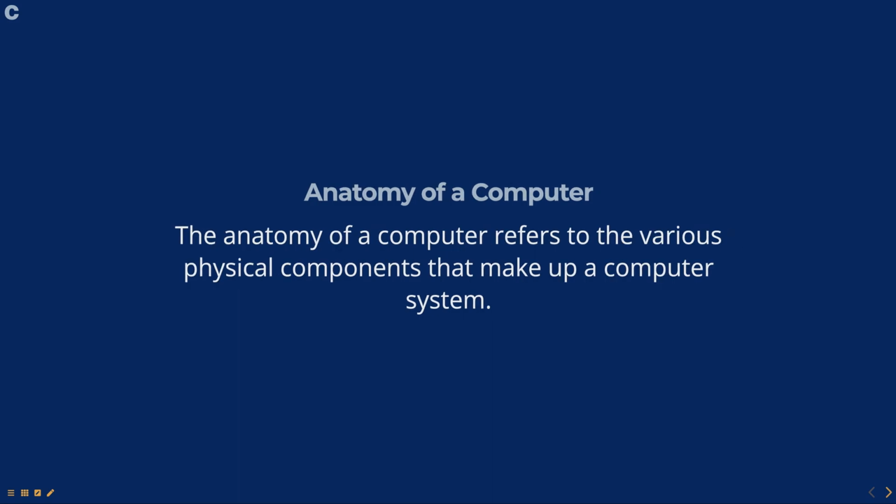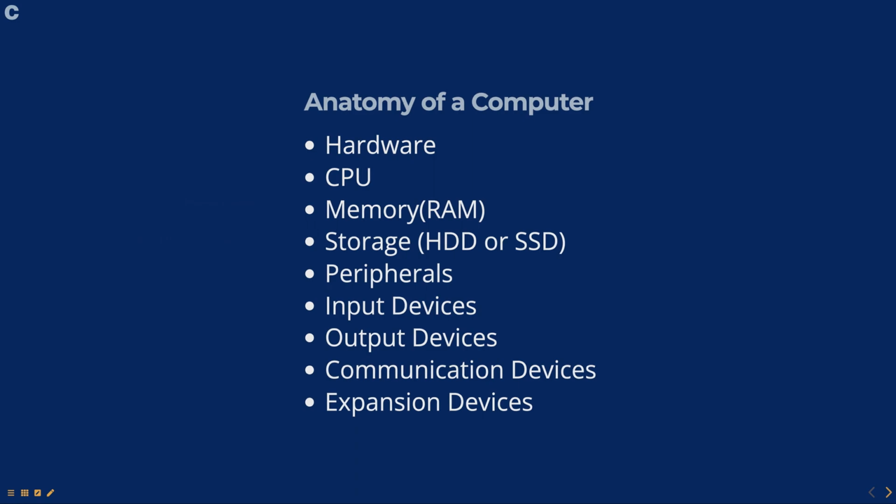The anatomy of a computer refers to the various physical components that make up a computer system. These components can be divided into two main categories, hardware and peripherals. Hardware, the central components of a computer that are responsible for processing data.